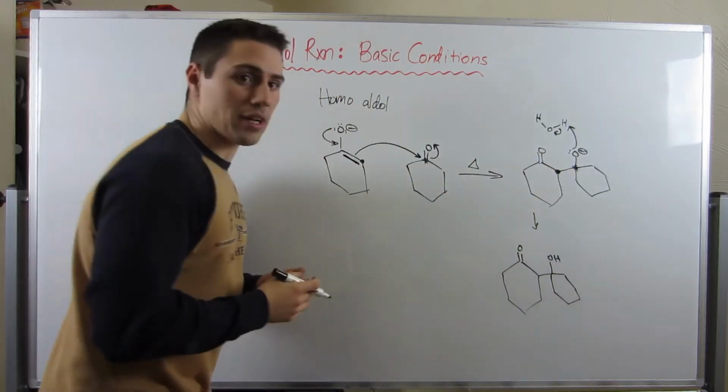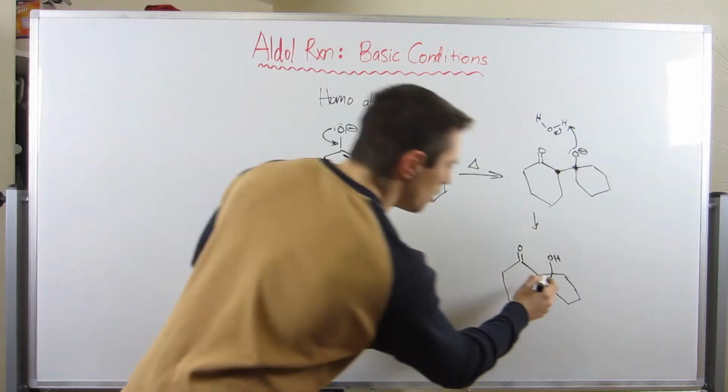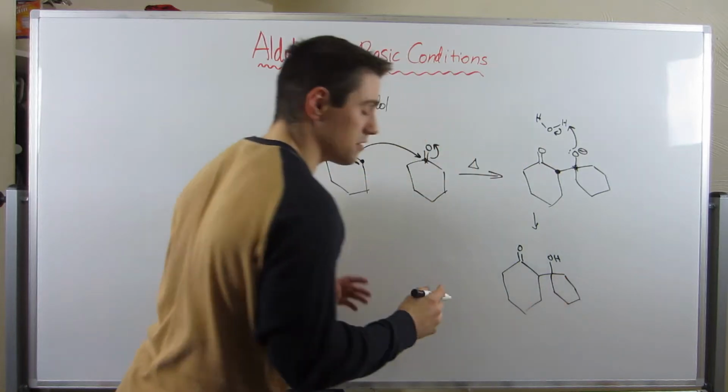Sorry, it's weird to draw a 6-membered ring that way. Okay, let me make sure. 1, 2, 3, 4, 5, 6. Sorry, it's a little ratchet.